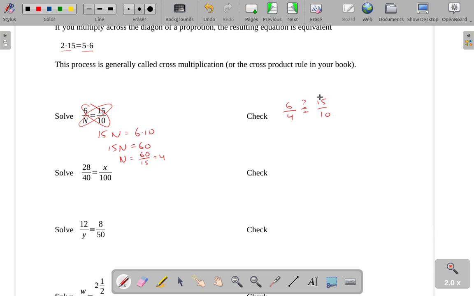I think what I'd probably do here to check to see if these are equal is just reduce both of them. I'm noticing I can divide both top and bottom here by 2, giving me 3/2. On this side, I can divide top and bottom by 5, giving me, again, 3/2, which you can verify that those two fractions are equal in that way.